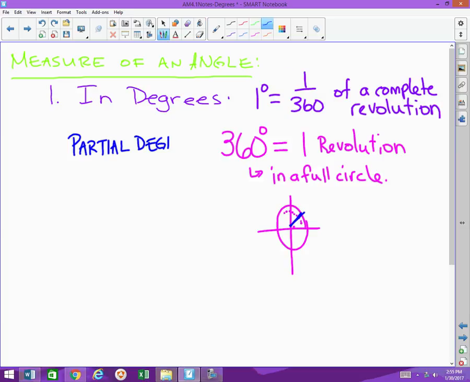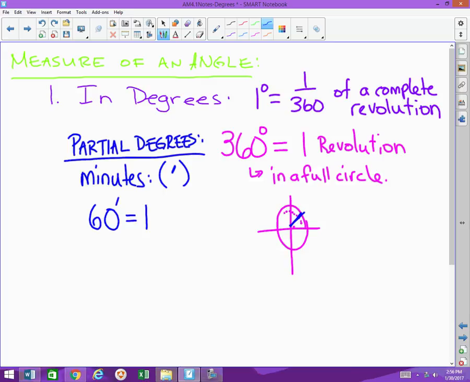And for partial degrees, if you do not have it in decimal form, they are in minutes, first off. And how many minutes are there in a complete revolution? Well, the symbol for minutes is like the foot sign. So there are 60 minutes in 1 degree.